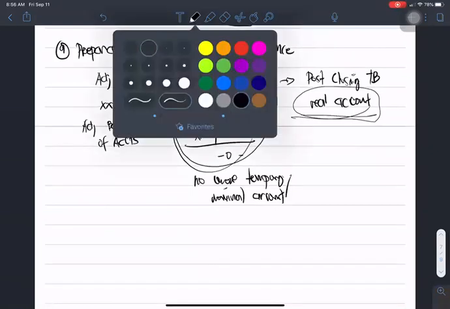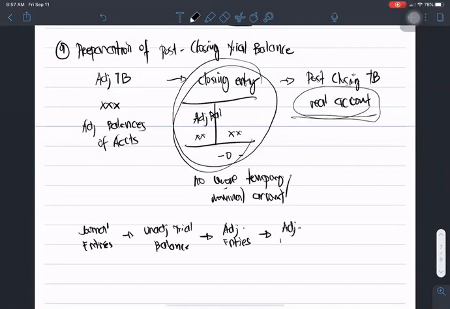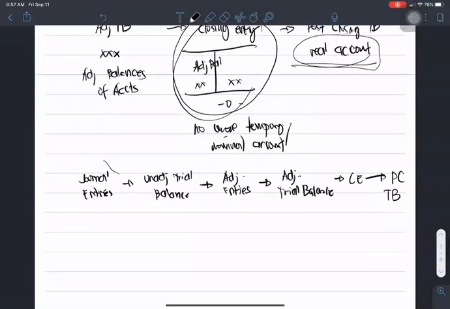We have your journal entries. After your journal entries, what do we prepare? An adjusted trial balance. If we make adjusting entries, what do we prepare? Adjusted trial balance. If we make closing entries, what do we prepare? Post-closing trial balance. So as you can see, after every entry, a new trial balance.